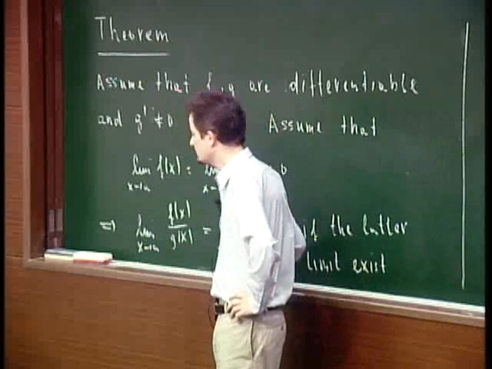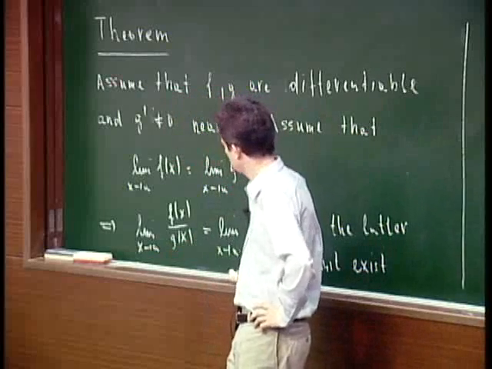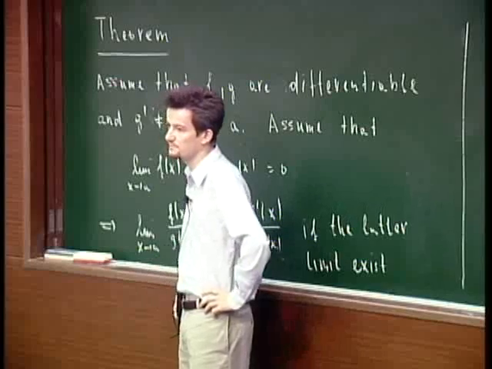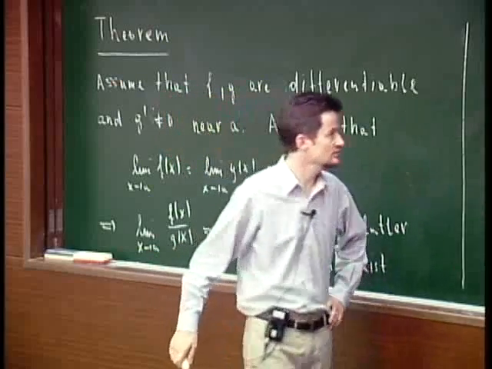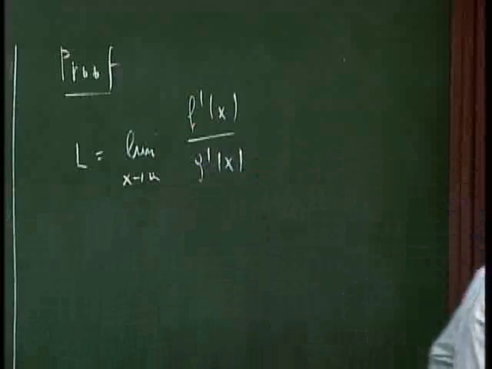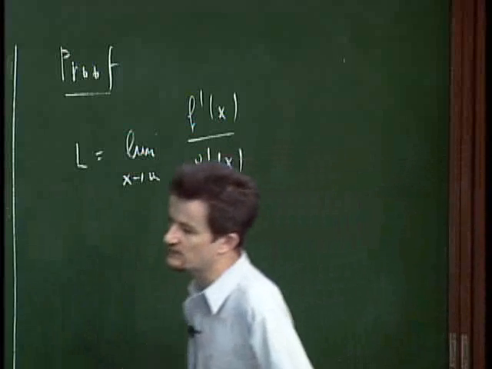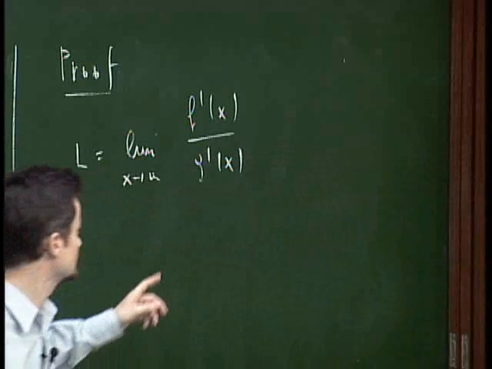But if this limit does not exist, it's not necessary that you can conclude back. So actually, it is an important assumption that this limit here exists. Our aim is to prove that this limit here is equal to this limit.